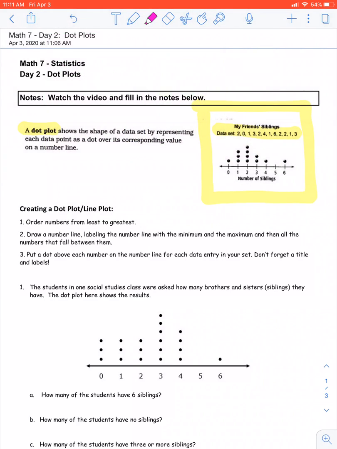Now, let's go to the next part where we are creating a dot plot. We're going to learn towards the end of this lesson. This is just going to be actually making one of those dot plots. So we're going to order from least to greatest. We're going to draw a number line, labeling the number line with a minimum and maximum. So you only have to do the numbers in that data set. You don't have to do from 0 to 100. And then you're going to put a dot above each one of those. And I'll show you how to do that, like I said, towards the end of the lesson.